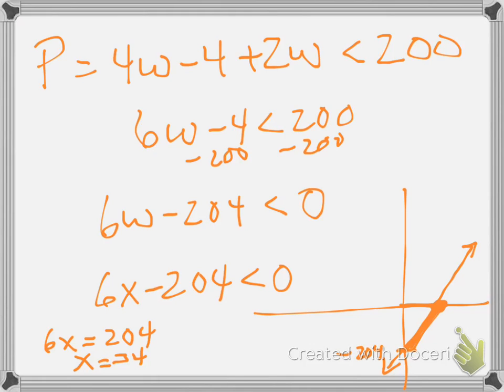So if we look at our w values, right, our w is x, this is w, and this is perimeter. So our w can be from 0 to 34. That's the 0 on this function. And so as long as the width is less than 34 inches, we'll get a perimeter that's less than 200.